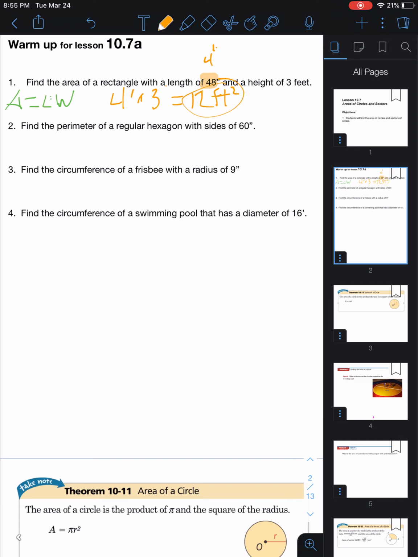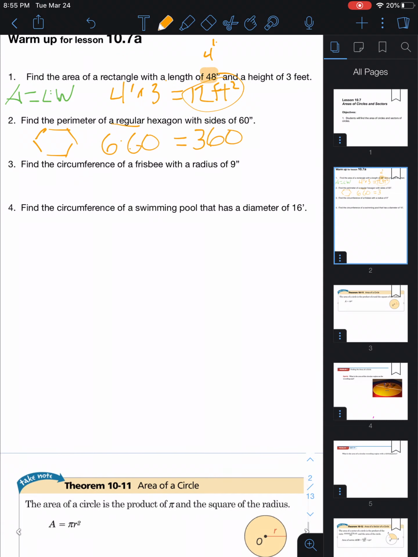Okay. Find the perimeter of a regular hexagon. Well, that's a six-sided shape that's all uniform. Draw a little sketch. But it's 6 sides. All the sides are the same because it's regular. And they're all 60 inches. There's 1, 2, 3, 4, 5, 6. So it'd be 6 times 60 inches, or 360 inches all the way around this regular hexagon.